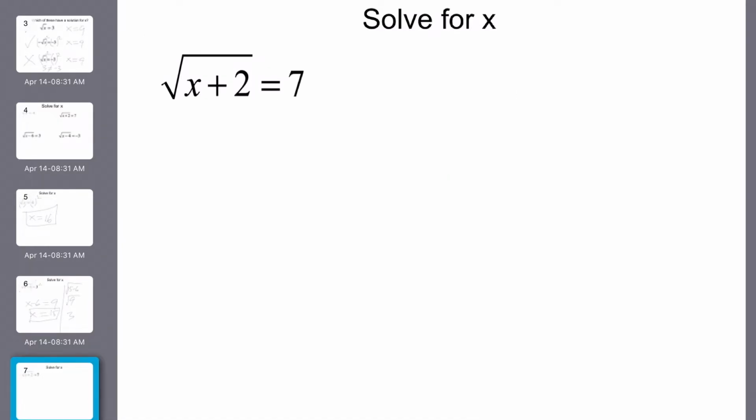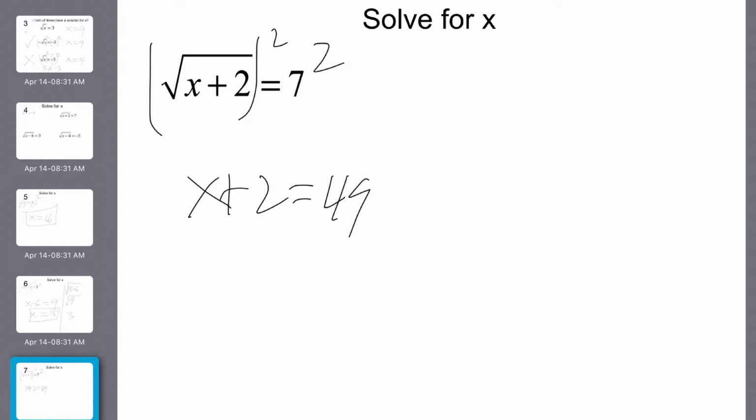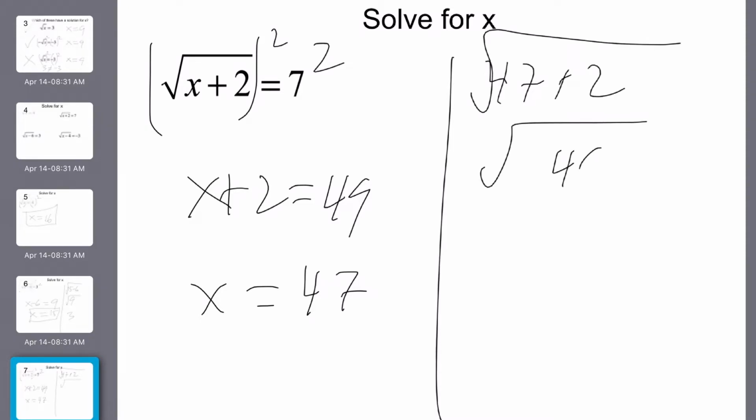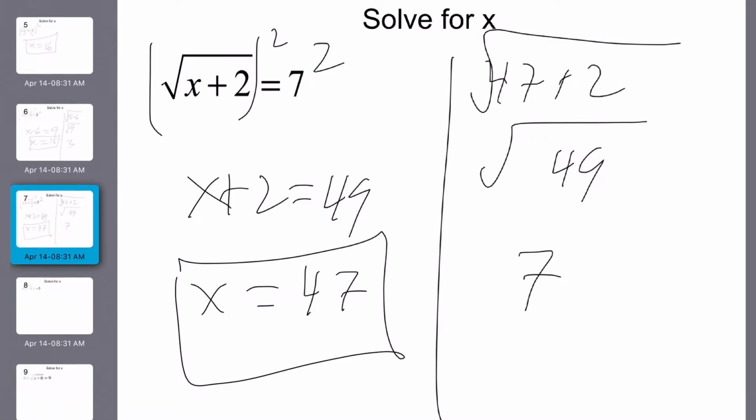Moving to the next one, we're going to square both sides again, just like we did in the last one. So we're going to get x plus 2 equals 49, or x equals 47. And we've got to plug that back in, and 47 plus 2 gives us the square root of 49, which is 7, and so therefore 7 would equal 7, so we know that x equals 47 is a solution.